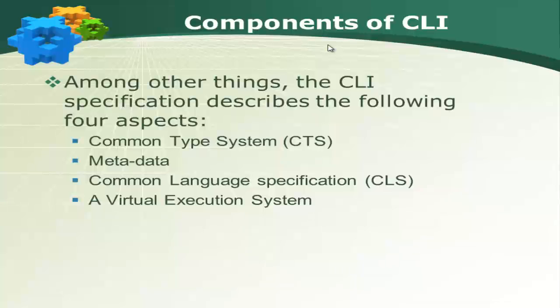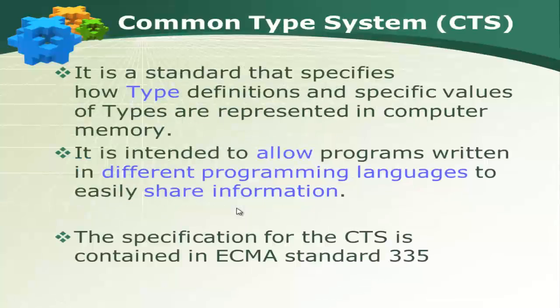Okay, so what are the things which are there in the CLI? I told you your campus contains many things. So here when I say infrastructure, it contains many things. What are those many things? Common type system, metadata system, common language specification, and virtual execution system. What is common type system? What is the meaning of saying type? What do I mean by saying type?